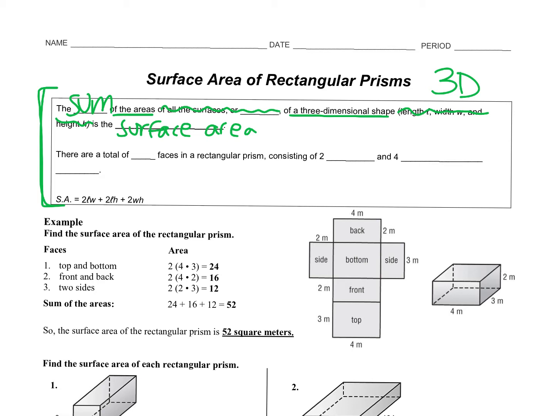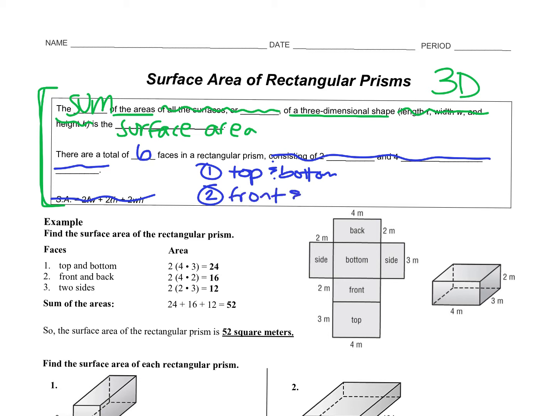We also know that there are a total of 6 faces in a prism, okay? When I think of these 6 faces, I think of them very particularly because they go together. The first 2 I think of are top and bottom. Top and bottom, it's a box, are the same. Our second 2 are front and back. Front and back, it's a box, they're the same. And then the last 2 I think of are side, side. I know my sides are the same because obviously it's a box.